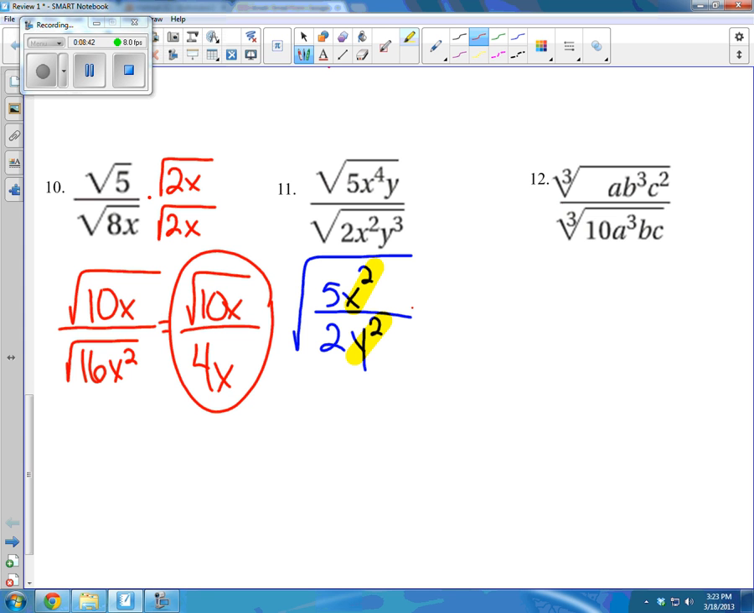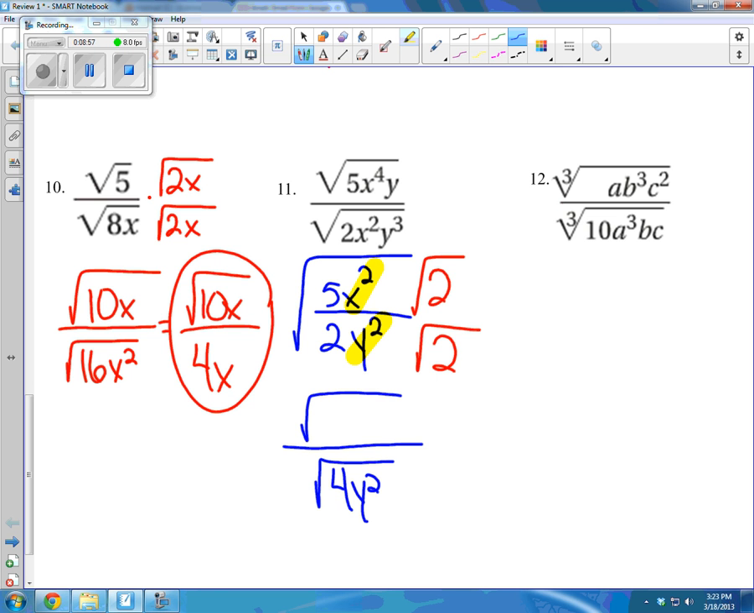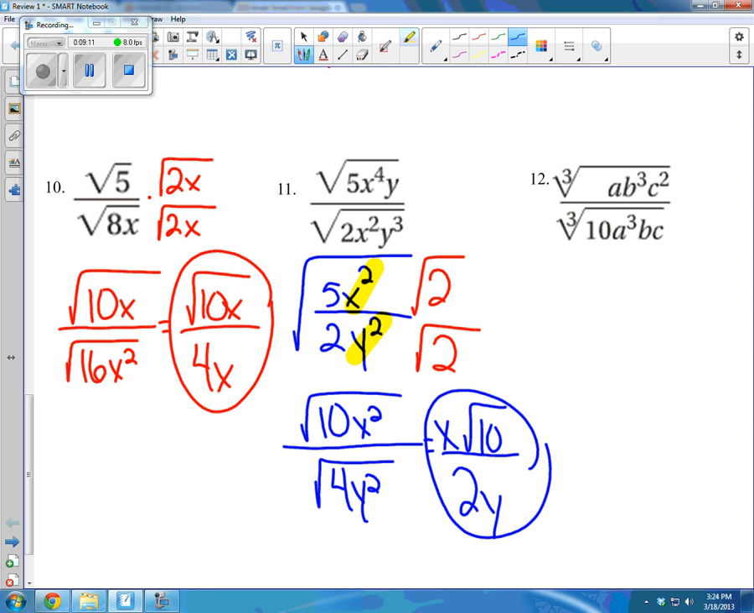So I'm going to build up my 2. The first number I can turn 2 into that has a perfect square root is 4, and I can get there by multiplying by 2. So now as far as my denominator goes, it's perfect, 4y squared. My numerator is now 10x squared, and I will take everything out of the denominator, so I get 2y. My numerator, the x squared can come out as x, and I'm left with the square root of 10 in there. All right, finally, number 12.